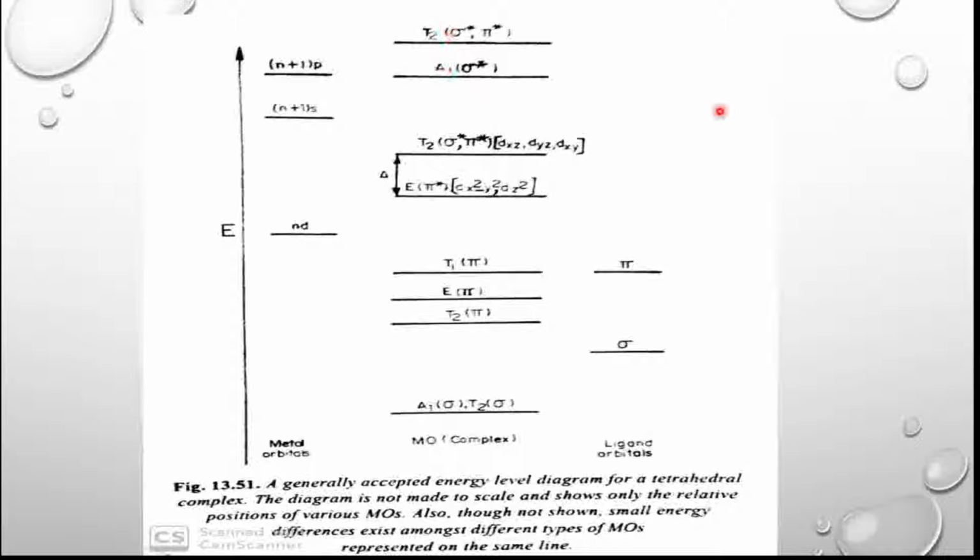So this is the most generally accepted diagram. It is up to you whether you want to learn this particular diagram or not, but it is there in a book, and the name of the book is Chemical Bonding by O.P. Agrawal, right? It's a good book to understand chemical bonding in nature. So this is all about your tetrahedral complexes, right?